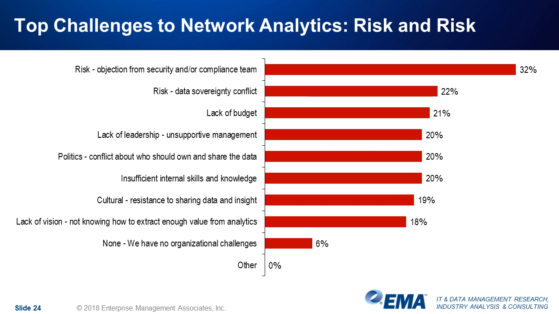So data sovereignty is an issue, but what you're seeing here is a lot of secondary issues to the big one, which is the security risk or the compliance risk, like lack of budget, lack of leadership, conflict about who owns and shares the data. I guess the one that's least problematic is a lack of vision for network analytics. Like I guess that tells you that these guys know what they want and they know what they need for the most part. And then 6% of them claim they have no organizational challenges for them.